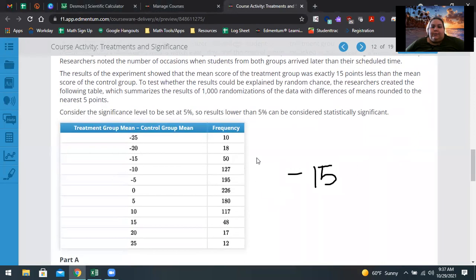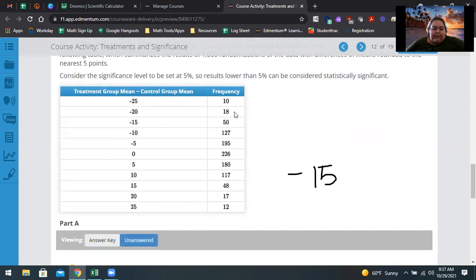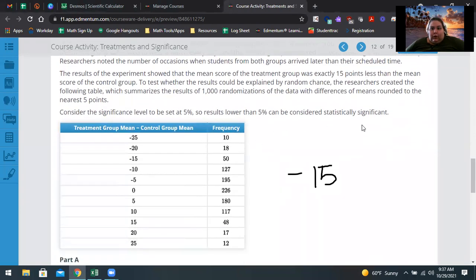To test whether the results can be explained by random chance, the researchers created the following table, which summarizes the 1,000 re-randomizations. So again, very similar to the concept of task 1, but they went ahead and did it for you. Under frequency, that just tells us how many times it has happened. For this one, we're looking for negative 15 points or less than that. So we're going to look up here at the top part of our chart, and we can see that we have negative 15. Anything less than that, negative 20 is less than that, and so is negative 25.